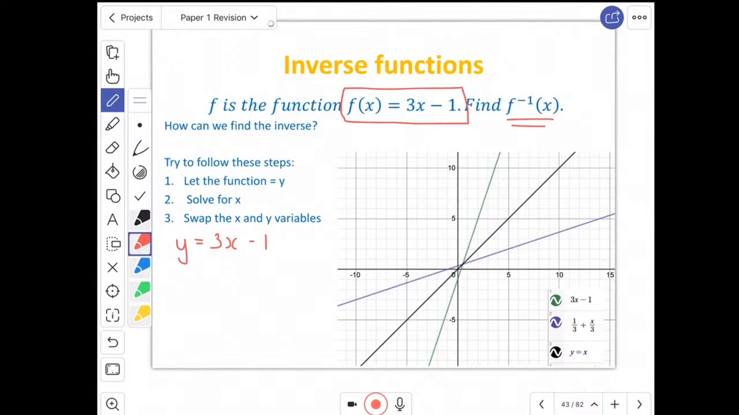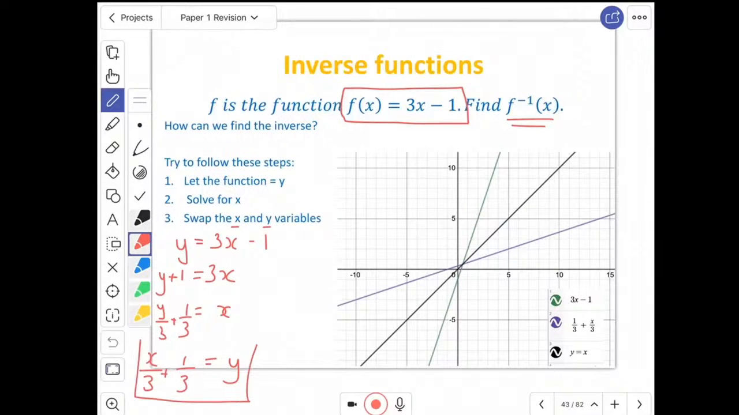You're going to solve for x. So I'm going to get x by itself. So I'm going to bring the minus 1 over, and then I'm going to divide by 3. So x equals y over 3 plus 1 over 3. And then you're going to swap the x and y variables. So you get y equals x over 3 plus 1/3.